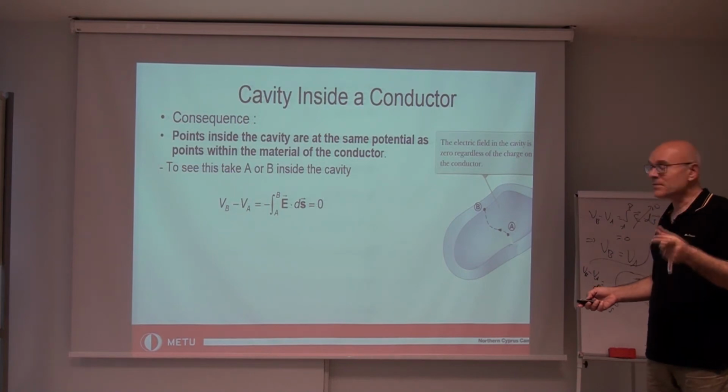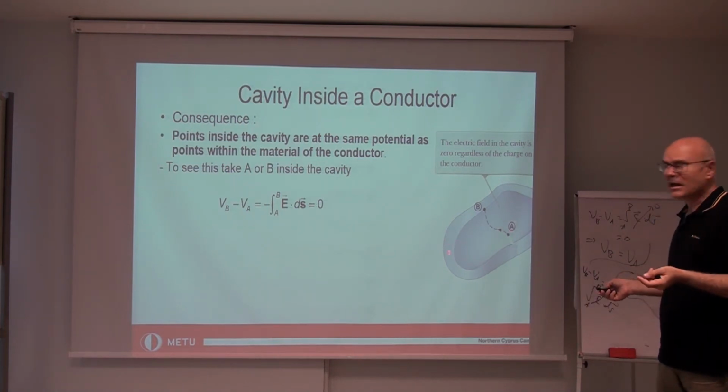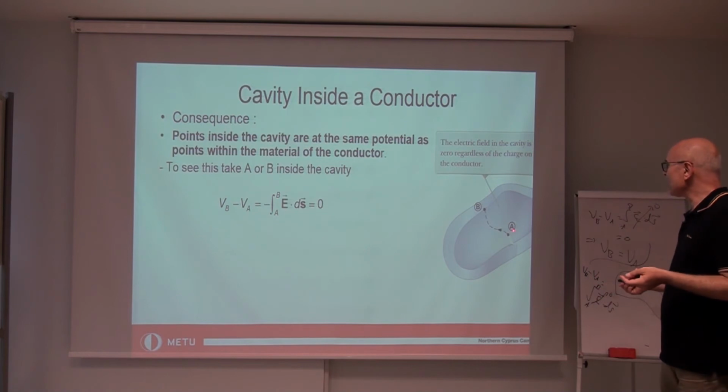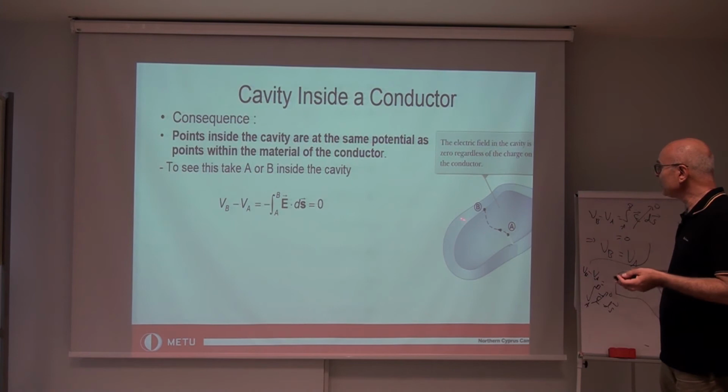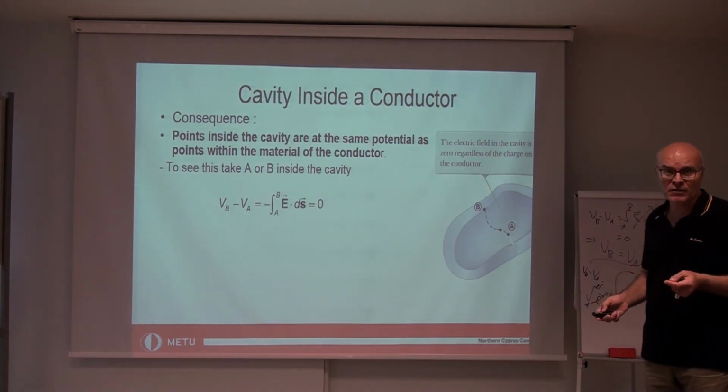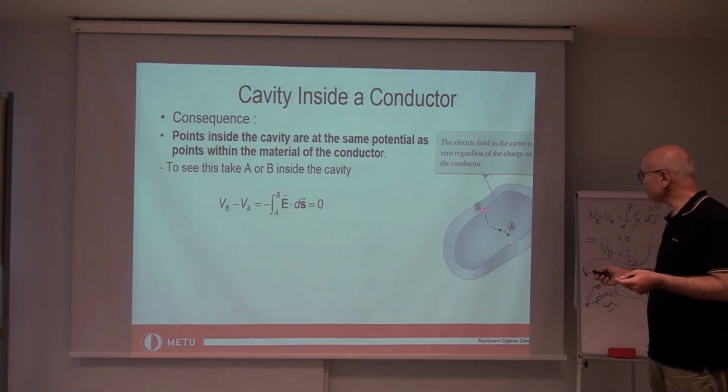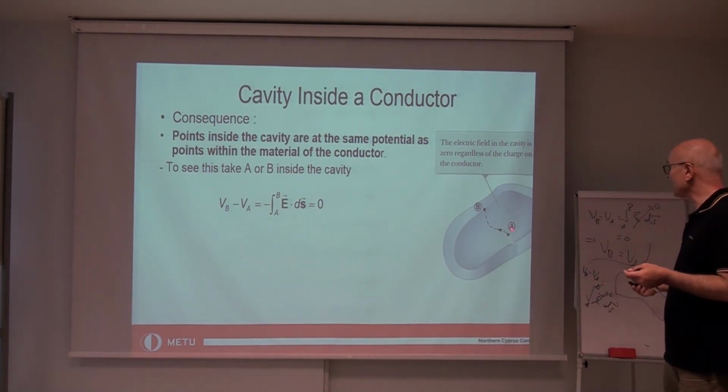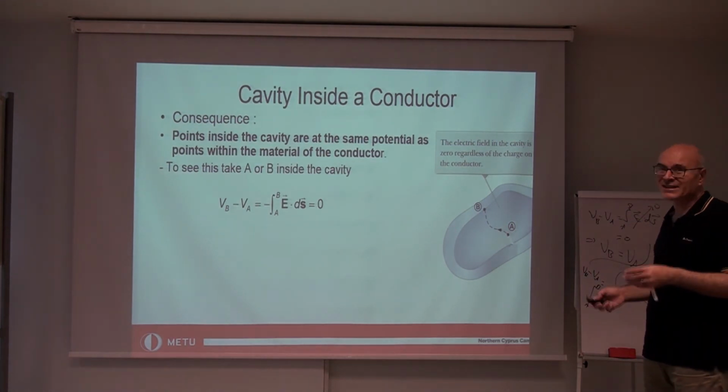So this means that, since A is arbitrary, and B is also arbitrary, there is no potential difference between any point within the cavity and a point within the material of the conductor. You can even take B here, not necessarily on the surface, take it whatever you like. The result will not change. The potential difference between any point A inside the cavity and any point within the material of the conductor is 0.